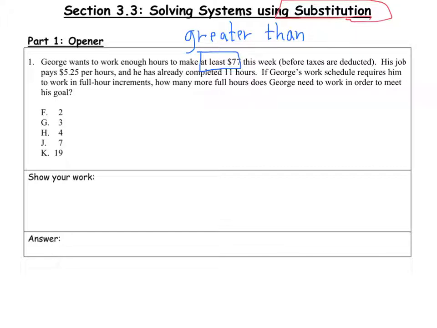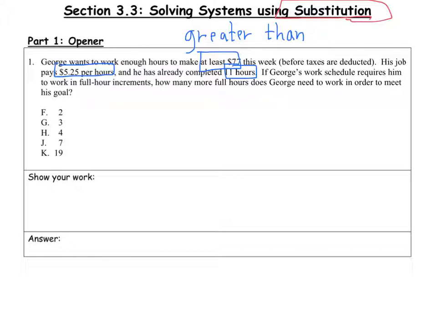His job pays $5.25 per hour. That's not a good salary, but that does seem like an important number for us. And he's already completed 11 hours of work this week, so that also seems important. George's work schedule requires him to work in full hour increments. In other words, he can't work for 30 minutes, he can't work for 45 minutes, he has to stay full hours. How many more full hours does George need to work in order to meet his goal?